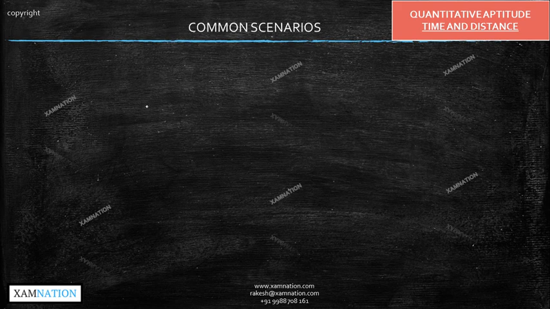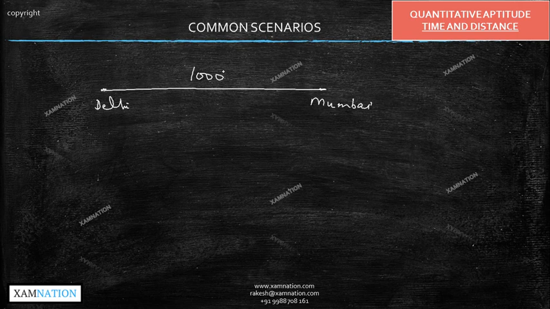So let's say students, you are traveling from Delhi to Mumbai, right? So Delhi to Mumbai is approximately 1000 kilometer. You can take either your own car, you can take train, or you can take a flight. Fine. So let's say you start from Delhi and you travel by car, and it takes around 36 hours to reach Mumbai.